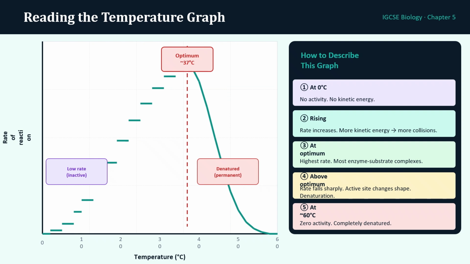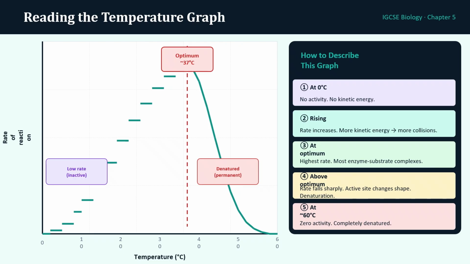At the optimum temperature, around 37 degrees, which is the optimum temperature for most human enzymes, the rate is at its highest peak. Now observe what happens above the optimum. The rate does not just slow down, it drops sharply. This is because the enzyme is being denatured. The active site has changed its shape permanently. And see, around 60 degrees, the enzyme has completely stopped working. It has fully denatured now and it is not working. It becomes inactive. You can say denatured.